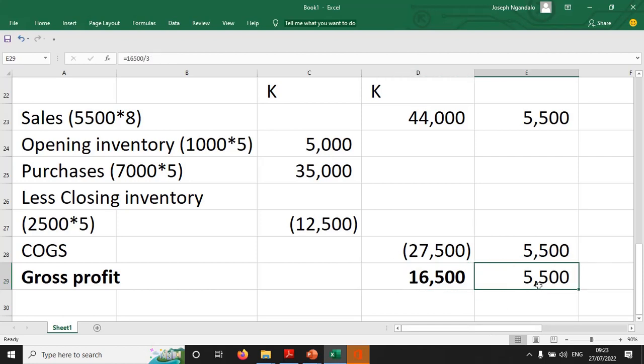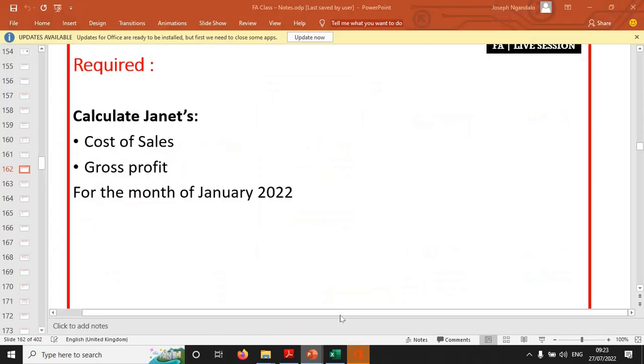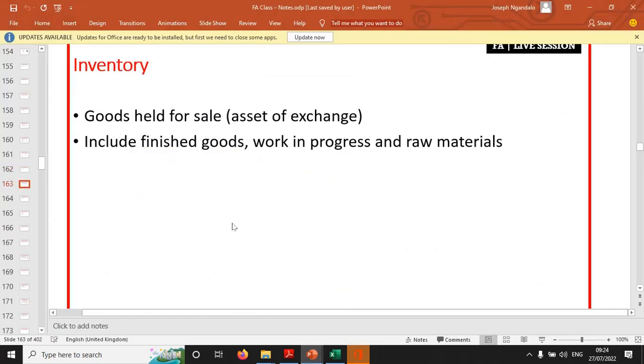What am I trying to do? Matching what? Concept. Matching what? Concept. Very important. Can I proceed? Okay, to the next one. Let us now go to inventory. I'll try to stand here. It's a theory thing. Let us start writing again.